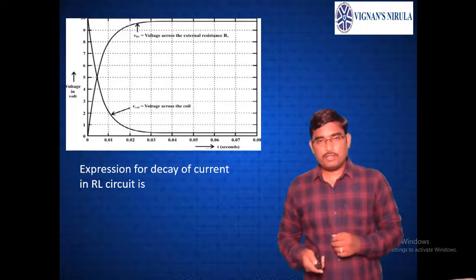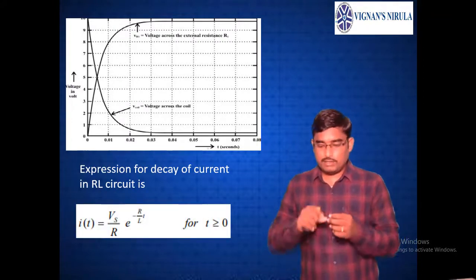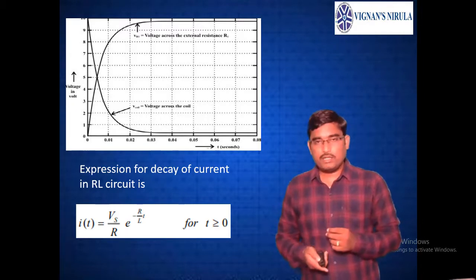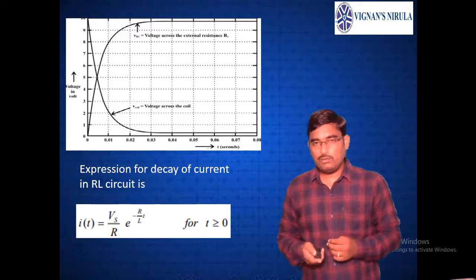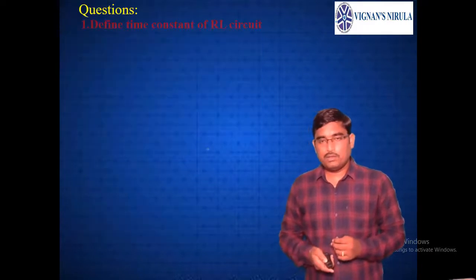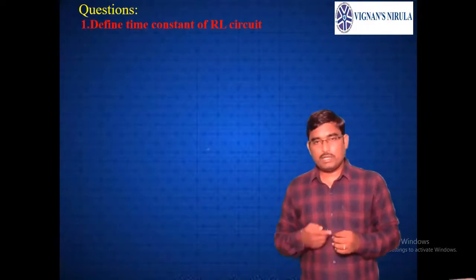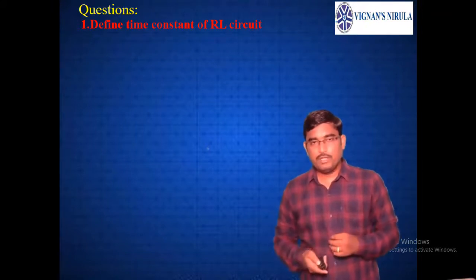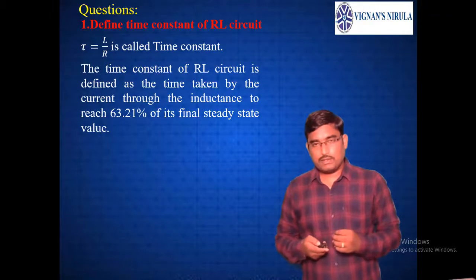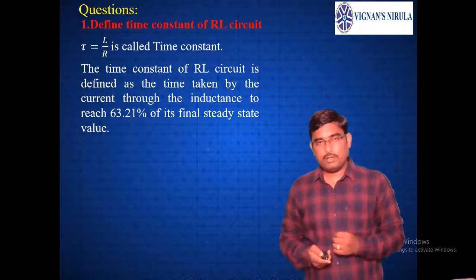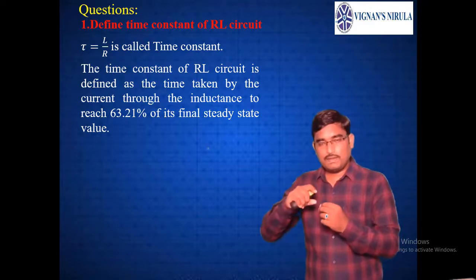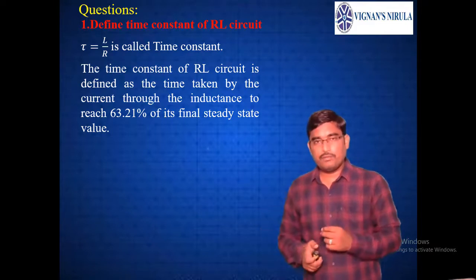So if you see the expression for decay of current, initially inductor starts charging. After that, if you see the decay of current in the circuit, it can be written as Vs by R into e power minus R by L into t. Now here the students can be asked a question, define time constant of RL circuit. Just now we have explained that time constant of RL circuit is tau equals to L by R, and the definition is it is the time taken for the response to reach the 63.2% of its final value.